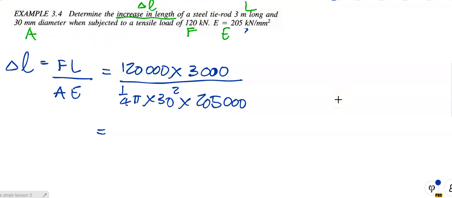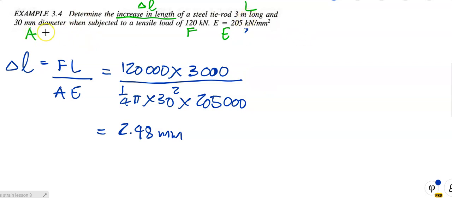And what did you get? Remember, you can't get a big number. If you get a big number, you've made a mistake. And the answer is 2.48, and because it's a length, it is millimeters. That's it.